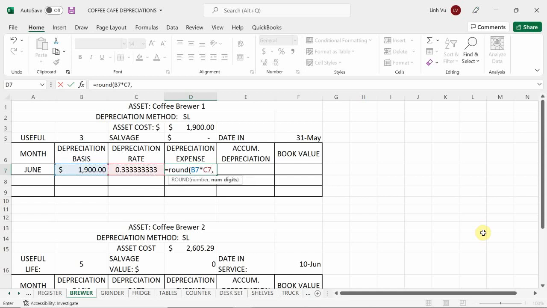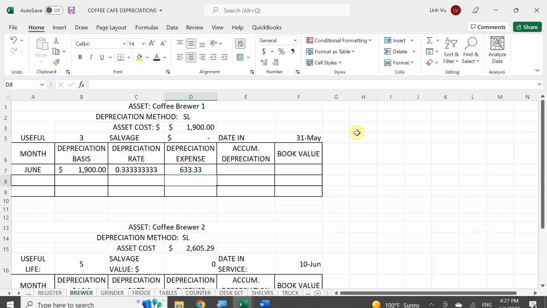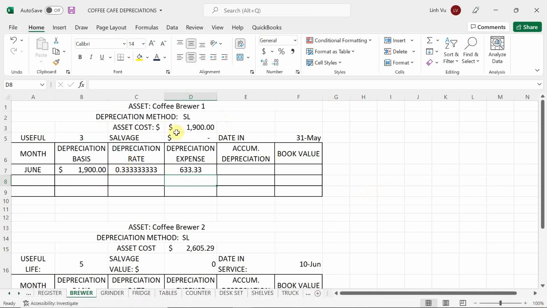Okay, and I'm going to use ROUND to give me a solid, rounded number. In this case, it's going to cost me $633.33 worth of depreciation expense. Now, that is a lot if I'm calculating for a whole month, right? If I'm calculating 1/3 of $1,900, what am I calculating here? I'm calculating for a whole year. If you take 633 and multiply it by 3 years, that's going to give you your $1,900.